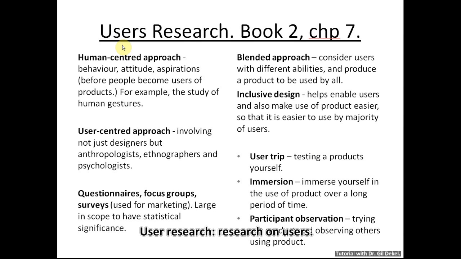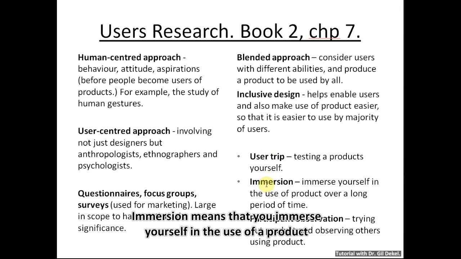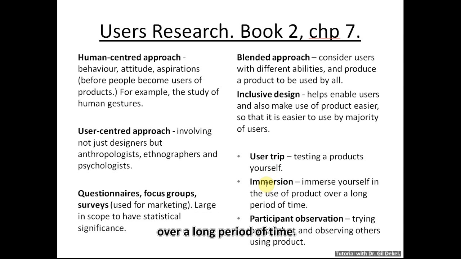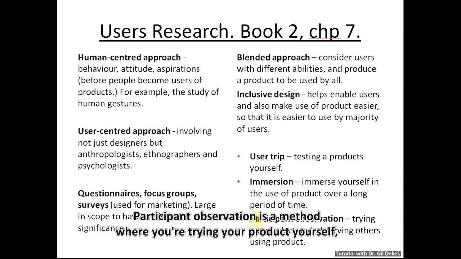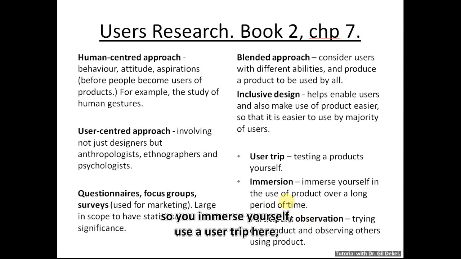Okay, user research. Research on users. We'll read about it in book 2, chapter 7. Now, user trip means testing the product yourself. Immersion means that you immerse yourself in the use of a product over a long period of time. So you try the product for a long time. Participant observation is a method where you try your product yourself, so you immerse yourself.